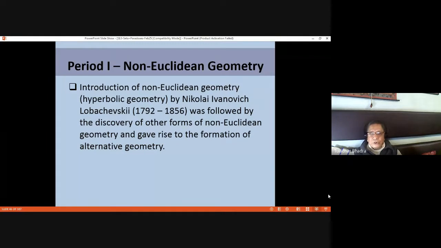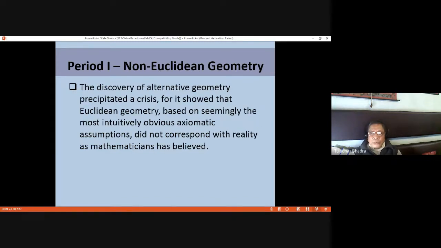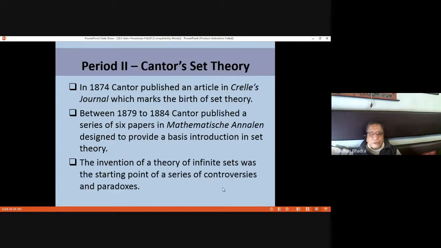Period 1, non-Euclidean geometry. The introduction of non-Euclidean, hyperbolic geometry by Nikolai Ivanovich Lobachevsky, which we have talked about here, was followed by the discovery of other forms of non-Euclidean geometry and gave rise to alternative geometry. The discovery of an alternative geometry precipitated a crisis, for it showed that Euclidean geometry, based on seemingly self-evident axiomatic assumptions, did not correspond with reality. Because in other geometries, the sum of the interior angles of a triangle is not always equal to 180 degrees.